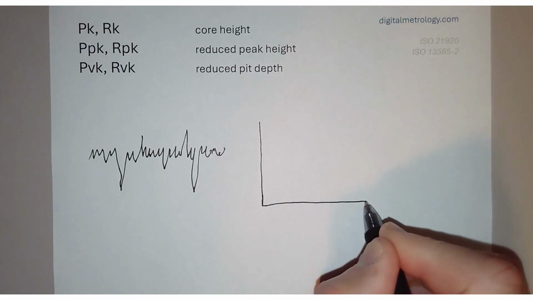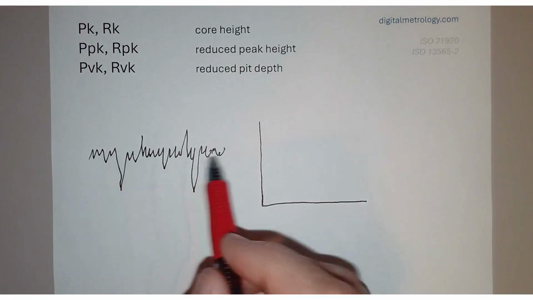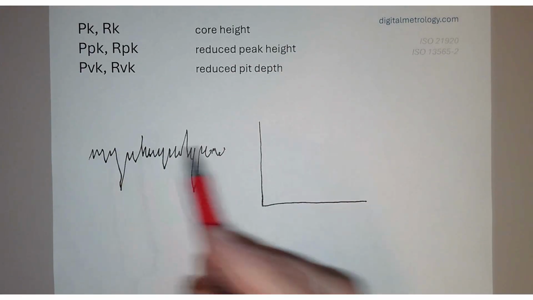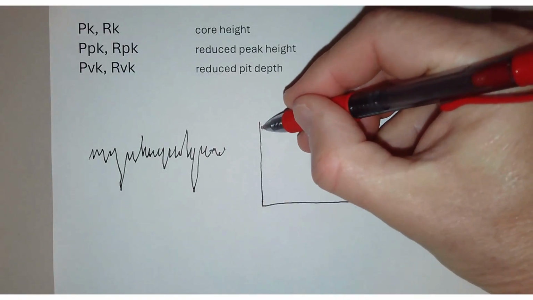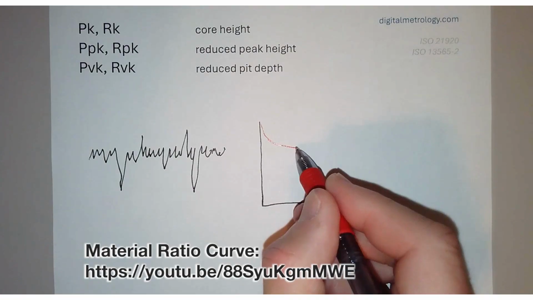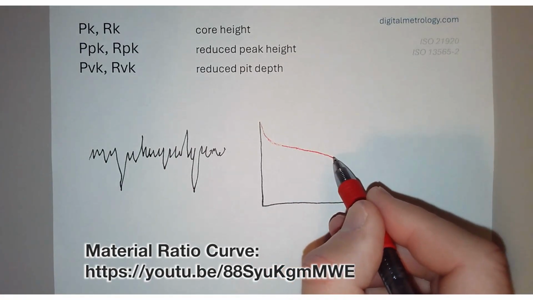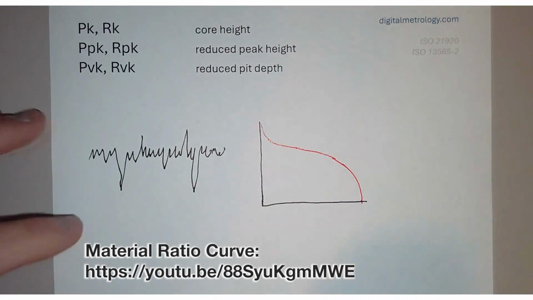The RK parameter family is going to try to target these three areas: the middle, the core or the running surface, and then the peaks and the valleys around it. To do this, we're going to start with a material ratio curve. So if you haven't seen that video already, I would encourage you to go check that out. And then when you're done, come on back here and we will continue the exploration here.